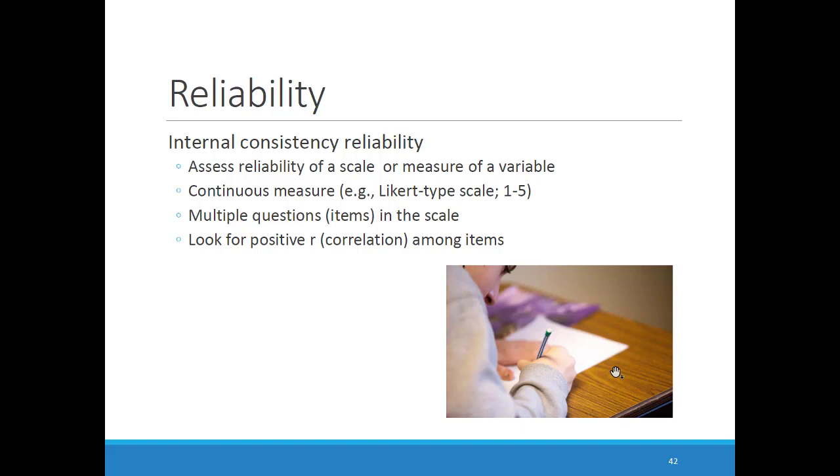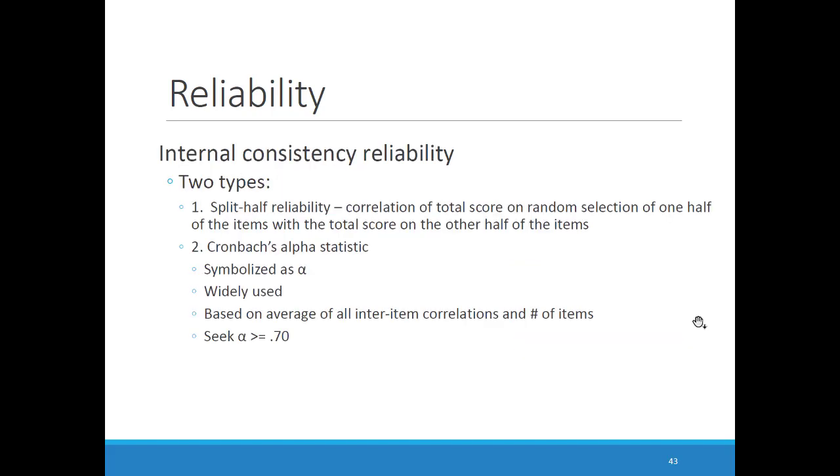We use this type of reliability when we have a measure that has quantitative properties, for instance, a Likert type scale ranging from 1 to 5. And again, we need multiple questions in the scale, and we look for a positive correlation among the different items of the same measure.